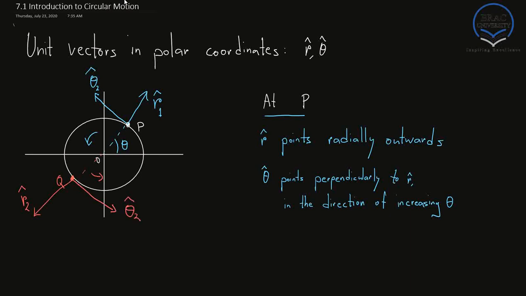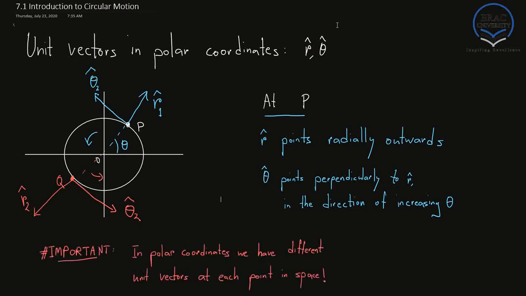That's interesting. What does that tell you? That gives you a very important point. The important point being that in polar coordinates, we have different unit vectors at each point in space. So what that means, what that looks like, is that r hat 1 is not equal to r hat 2, and theta hat 1 is similarly not equal to theta hat 2.